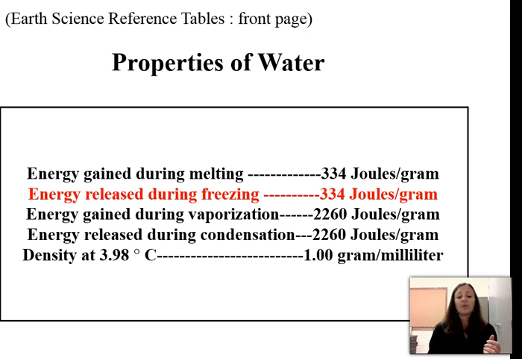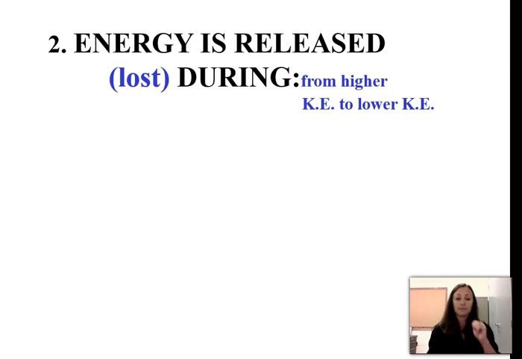Now when we look at vaporization, the energy gained during vaporization to go from a liquid to a gas takes a lot of energy, 2,260 joules per gram. And going from a gas to a liquid, it actually releases energy, and it is a lot of energy that is released, 2,260 joules per gram. And at the bottom here, we just have that density at 3.9 degrees Celsius is 1 gram per milliliter.